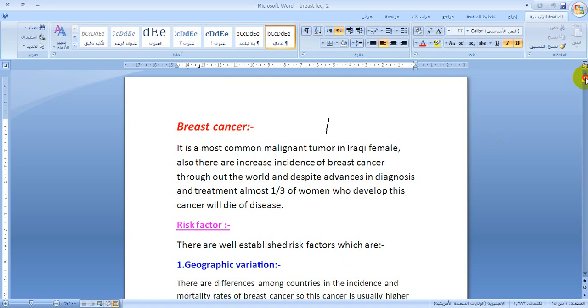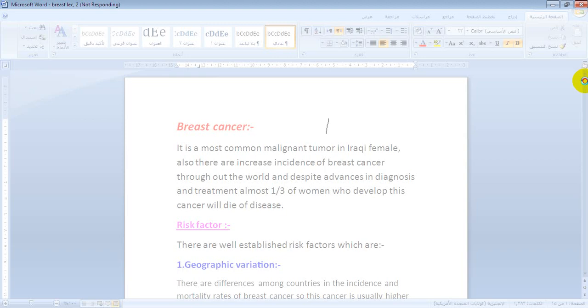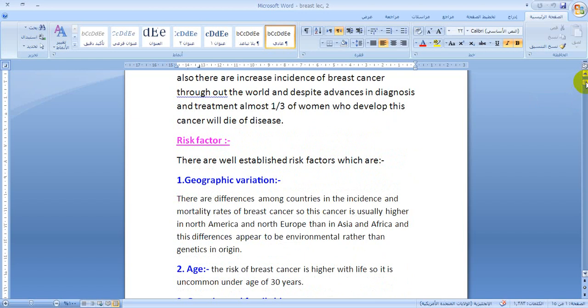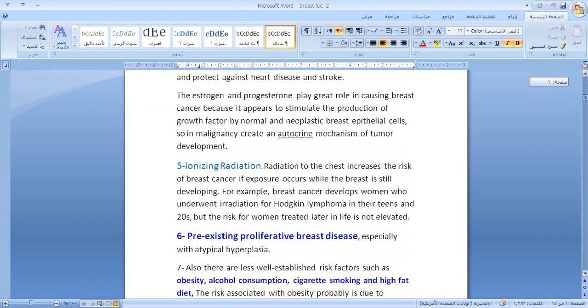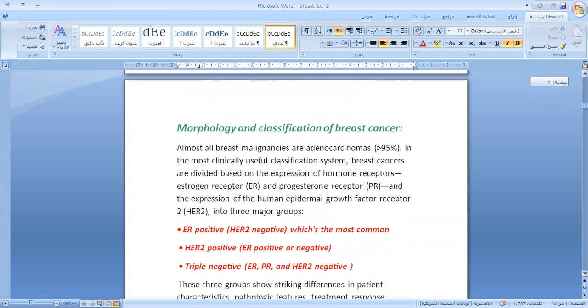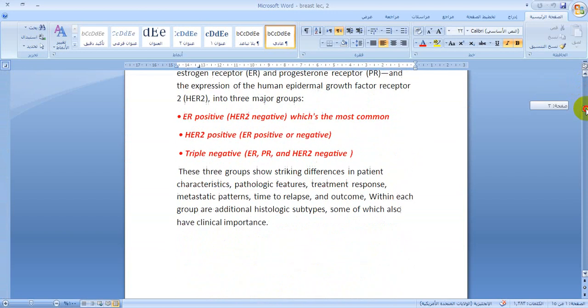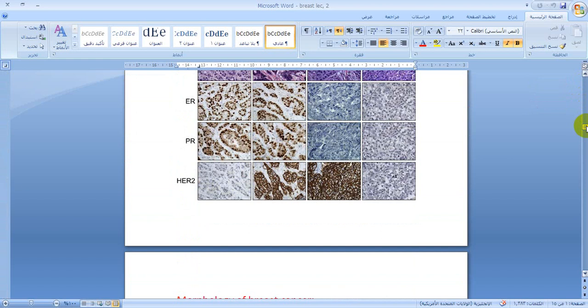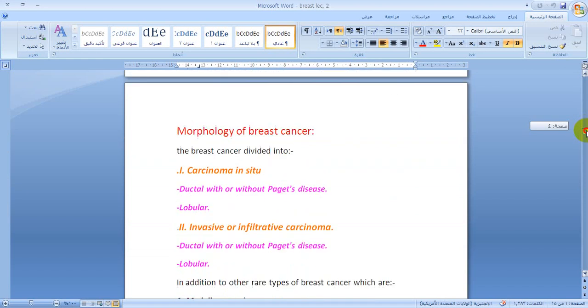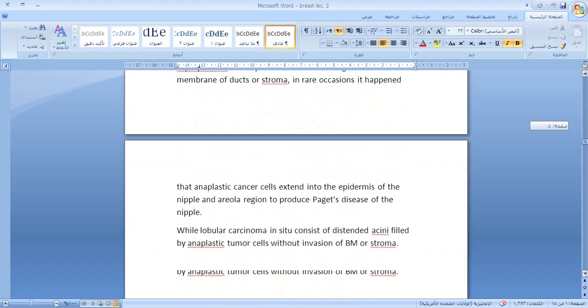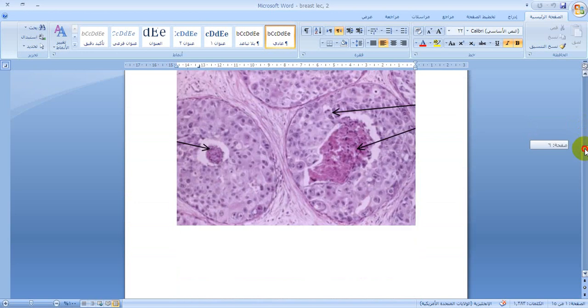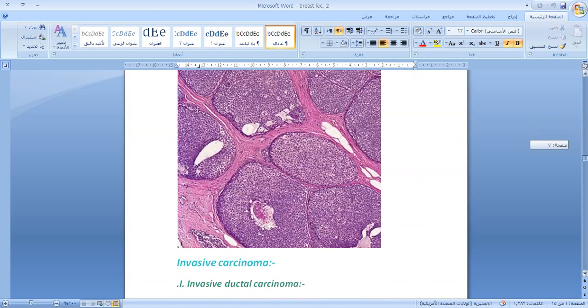محاضرتنا وصلنا بالبريست كانسر، أخذنا الريسك فاكتور أوف بريست كانسر، وشرحنا morphology and classification of breast cancer according to immunohistochemistry. morphology of breast cancer أخذنا كارسينوما in situ، وصلنا للإنفيزيف كارسينوما.